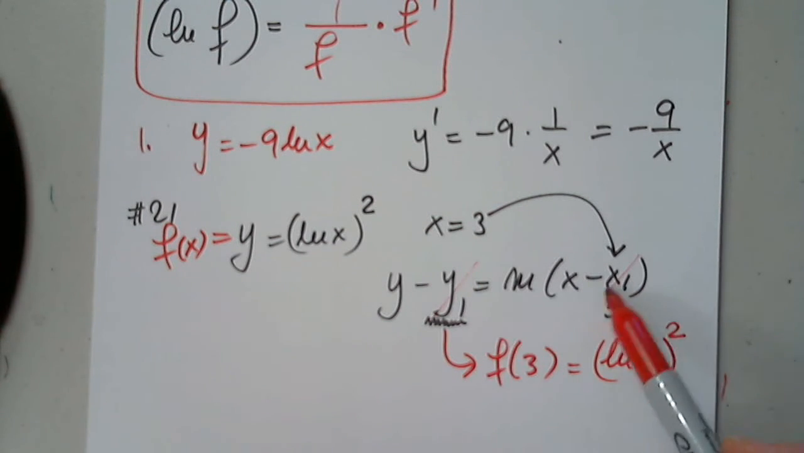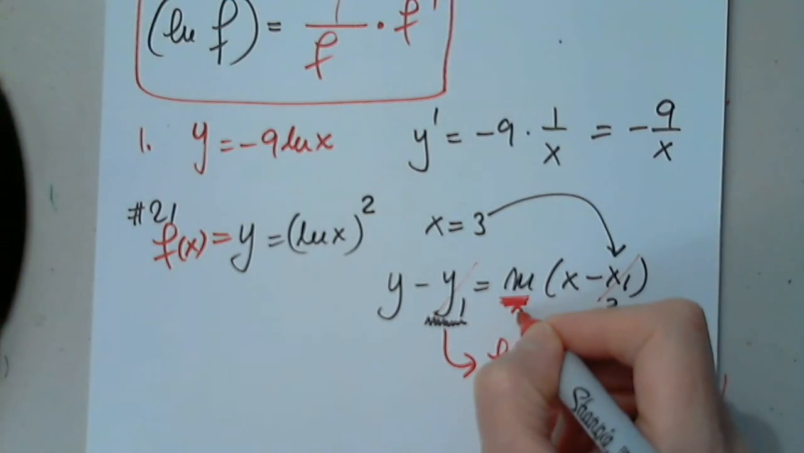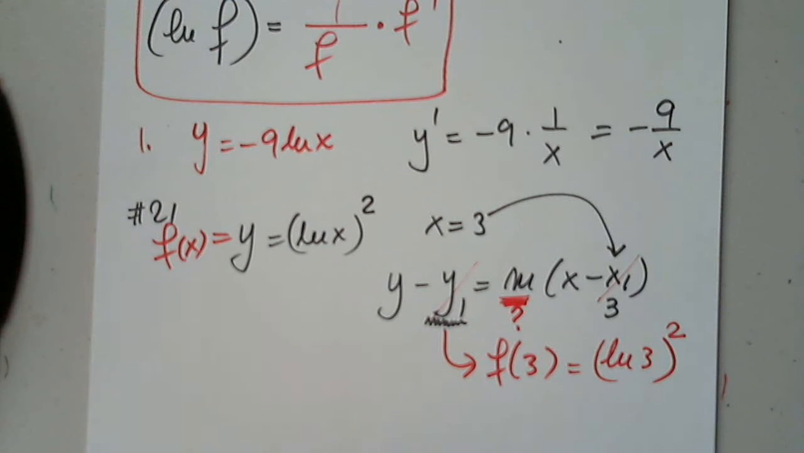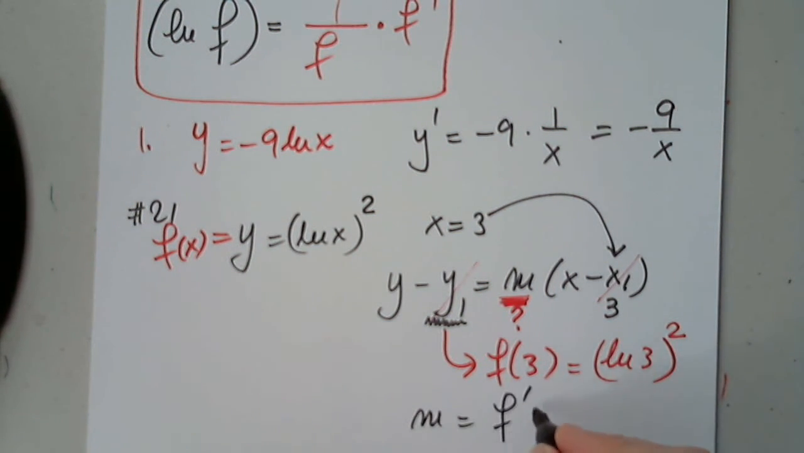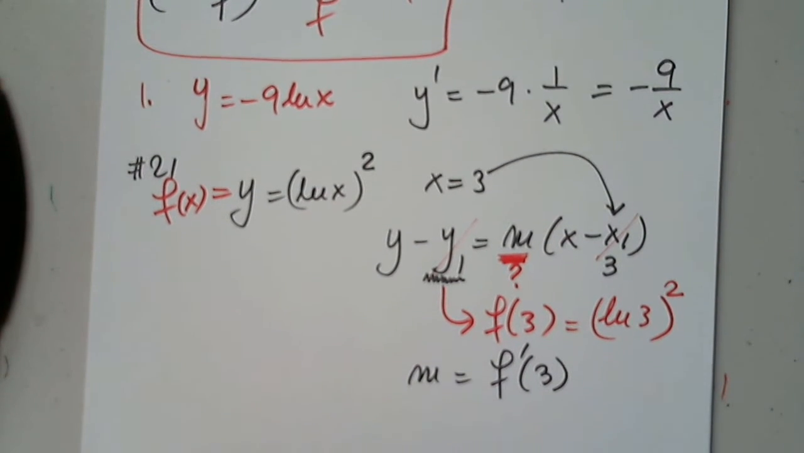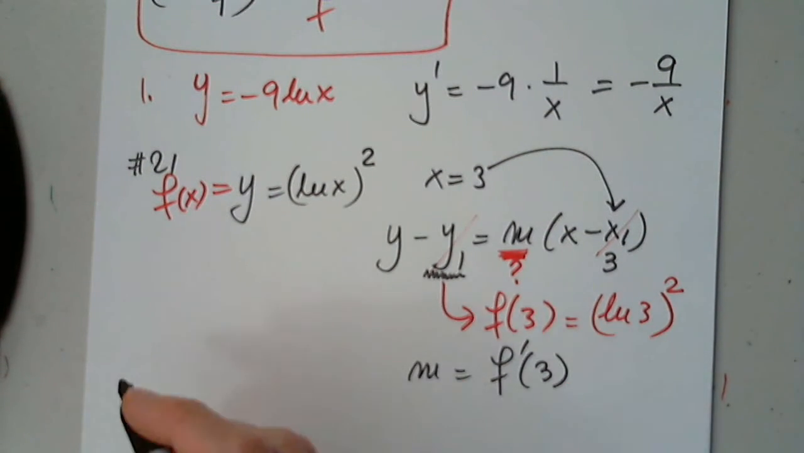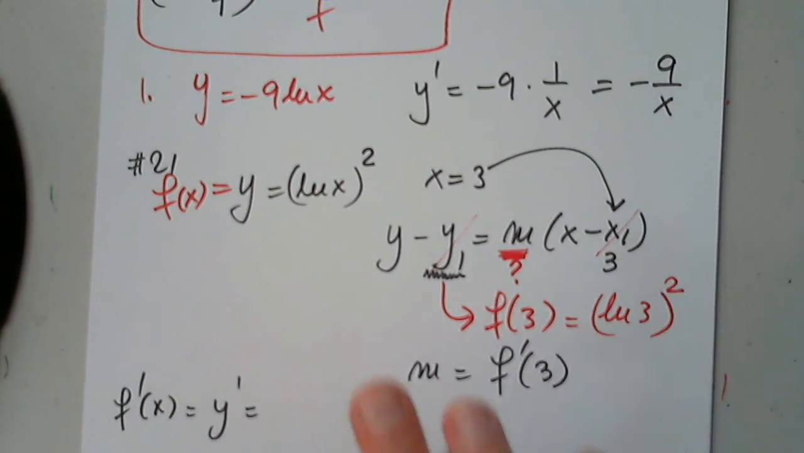So I have this piece and I have this piece, but now how do I determine this? We've had these situations before, not with this function, but with other functions. So how do I find the slope? What do I have to find first? The derivative, yes. This m will be f prime of 3. Awesome. But I have to find f prime of x. Or if you want y prime, it doesn't matter. Good.